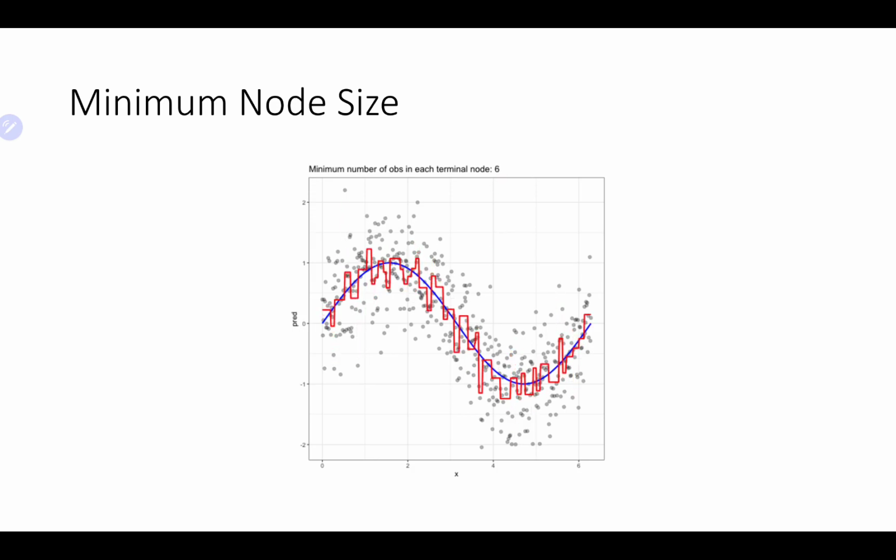But then if you increase this number, so then it does less and less splits. So the tree is smaller, then, basically it doesn't overfit as much as before, as you can see. All right.